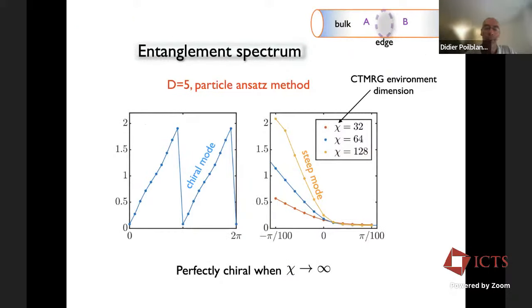Now the other sign is the entanglement spectrum that I can compute, as I explained before, by looking at the reduced density matrix. This entanglement spectrum shows a clear chiral mode. So this is the energy of this chiral mode as a function of the transverse momentum. Now what I see also is that there is a second branch which is very abrupt, but clearly is not infinitely abrupt. It's not really a discontinuity. So if I zoom here around this branch, what I will see is that it's indeed not a discontinuity, but when I increase this environment dimension, which I just introduced before, then the slope rises very, very fast. So we believe that when chi goes to infinity, it would be an infinite slope and the spectrum would be perfectly chiral. So that's the second hint that everything goes fine.